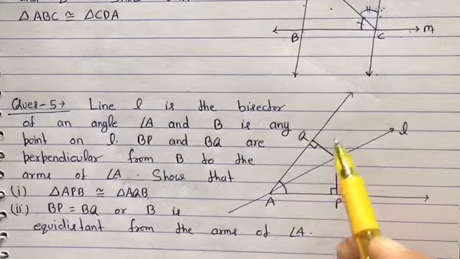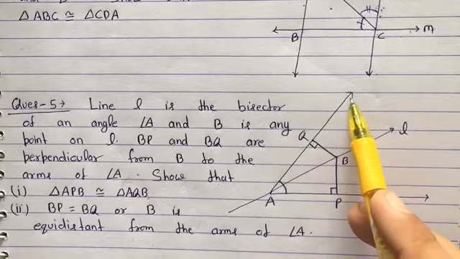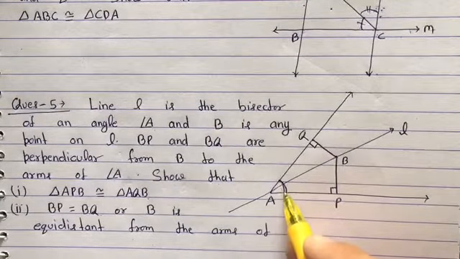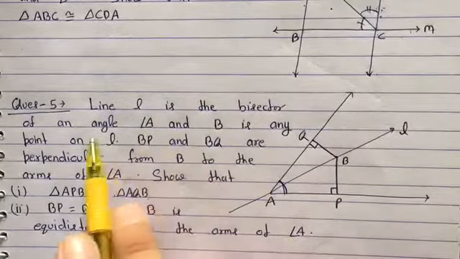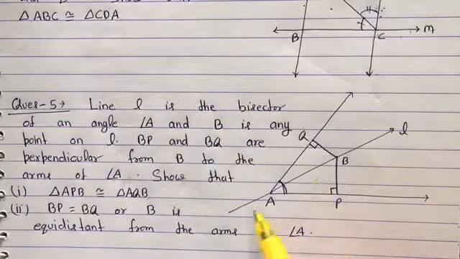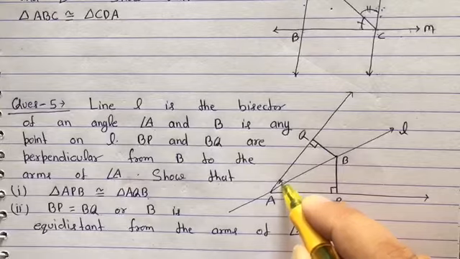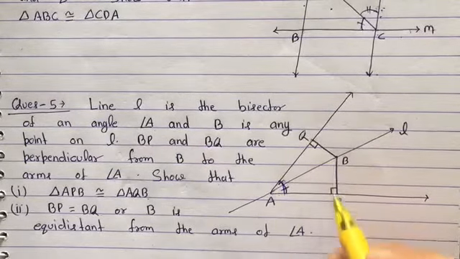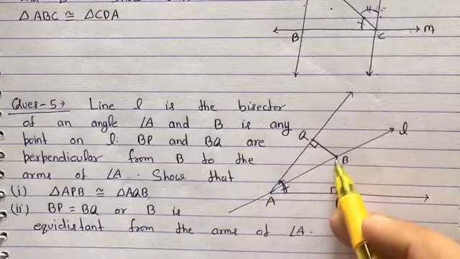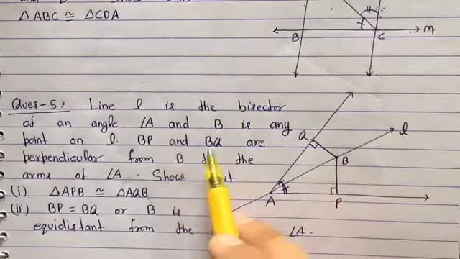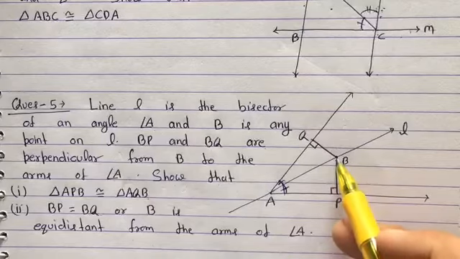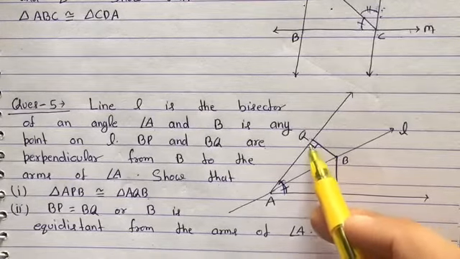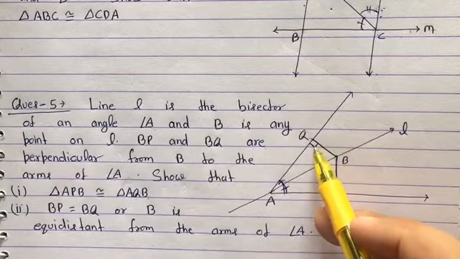This is the figure. This is your angle A, this portion. L is the bisector of angle A. This line L is a bisector of angle A, means this portion is equal to this portion. Angle QAB is equal to angle PAB. BP and BQ are perpendicular. BP is perpendicular, so this angle is 90 degrees. BQ is perpendicular, so this angle is also 90 degrees.